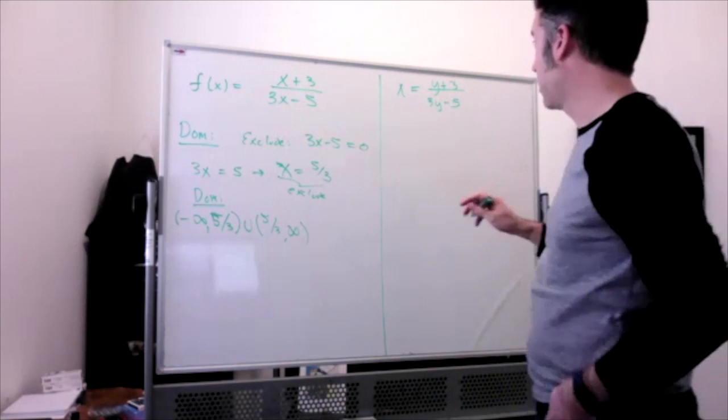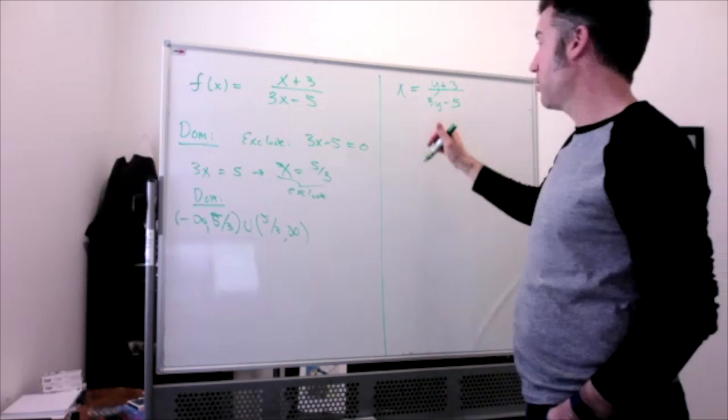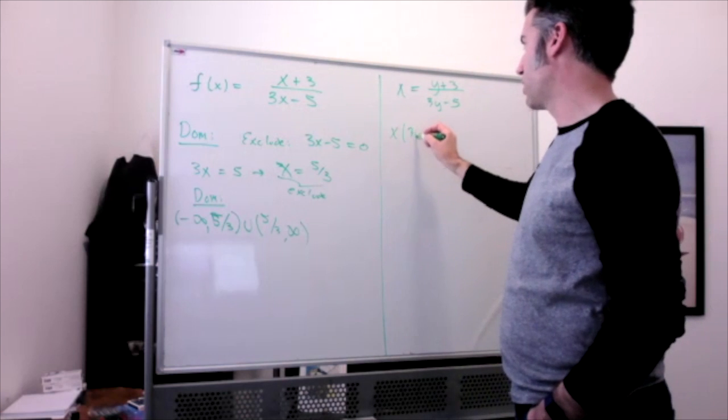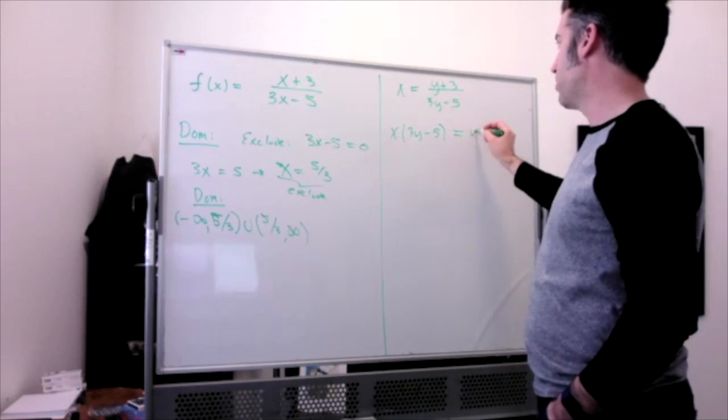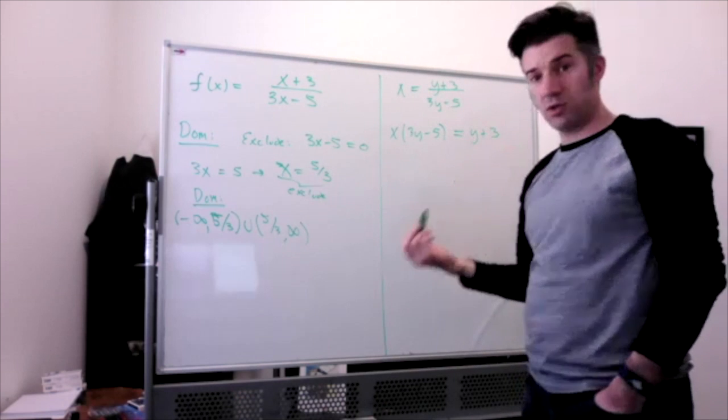Now we're going to solve for y. We're going to multiply both sides by this denominator. So we're going to have x times (3y minus 5) equal to y plus 3. Distribute the x.